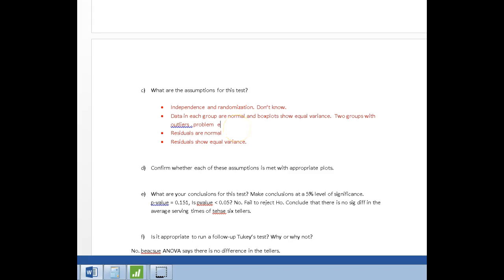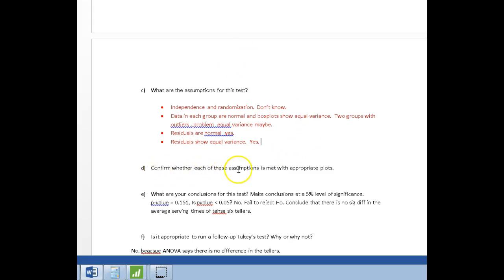And box plots show equal variance. The equal variance is a maybe. They don't look too bad, actually. That's really the question you're asking yourself, because it's very difficult to determine whether they're equal or not. What you're really asking yourself is, do they look like they're really different from each other? And I don't think they do. The overall spreads are more or less the same. Now, my residuals are supposed to be normal. Yep, my normal probability plot said that. And my residuals show equal variance. Yeah, I'd have to say the spread in that residuals versus fits plot looked pretty good.